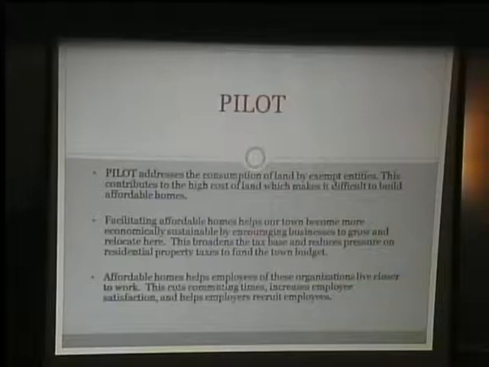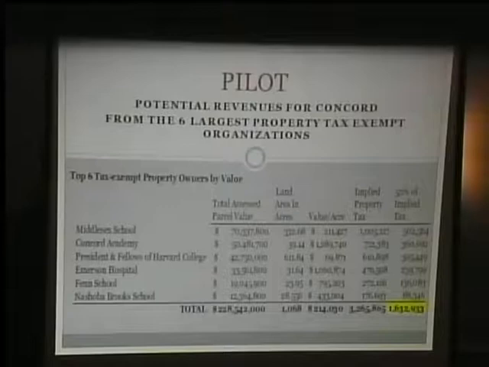So that's why we're looking at PILOT and trying to rebalance that a little bit. And one of the other things here is that affordable housing in Concord would not just benefit all of the citizens in Concord, but it conceivably would also benefit these entities in terms of potentially housing their employees. So there's a benefit to the entities as well. And again, this just shows the six tax-exempt entities that I referred to earlier. This is the 50% implied tax here that totals out to $1.6 million annually.